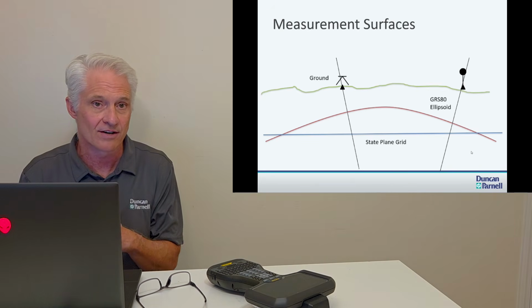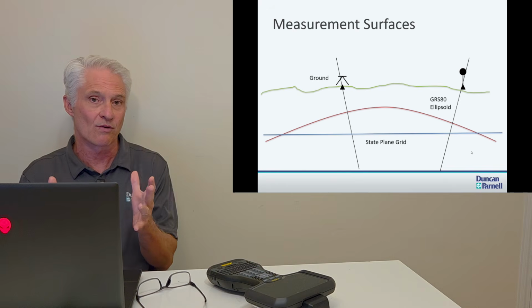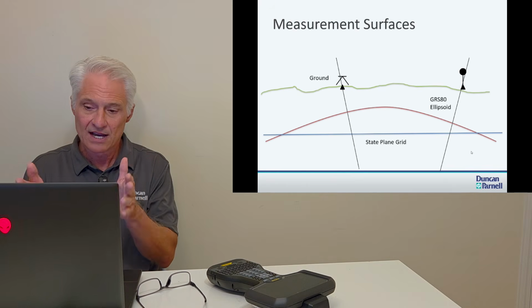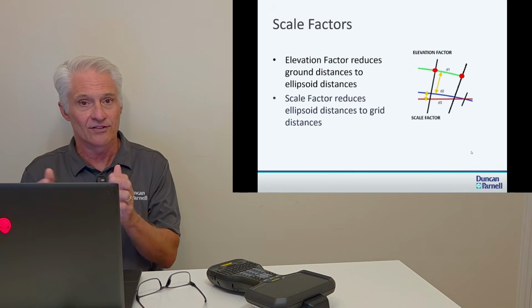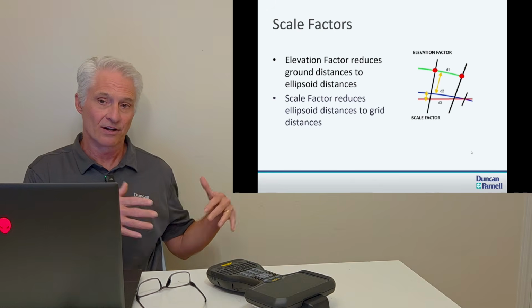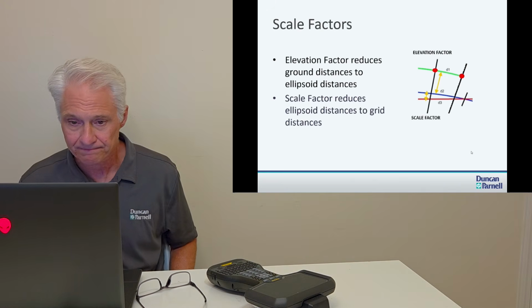And if I'm inside those parallels, ground's longer, ellipsoid's a little bit shorter, state plane grid, or if you're not in North America and you're not using US state plane, whatever coordinate system grid you're using, if you're inside the parallels there, it's going to be a little bit shorter. Outside the parallels, it's going to be a little bit longer.